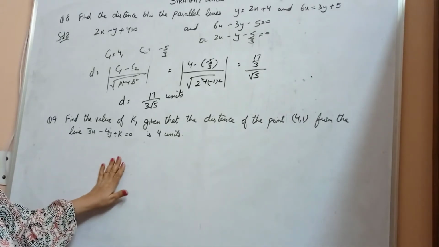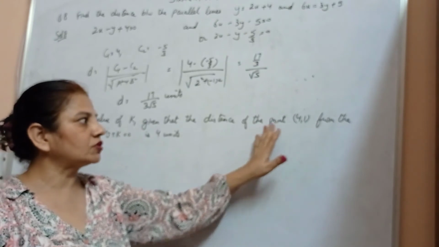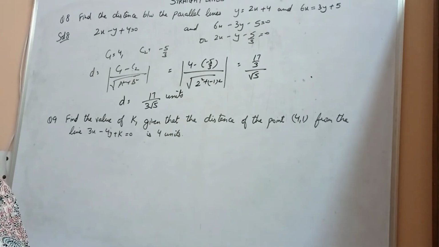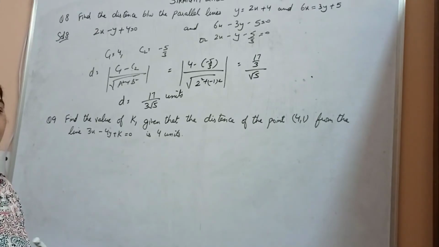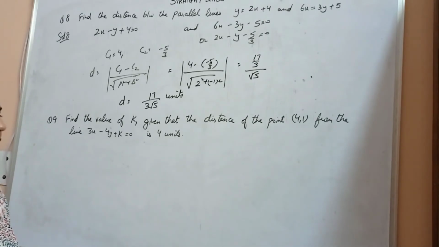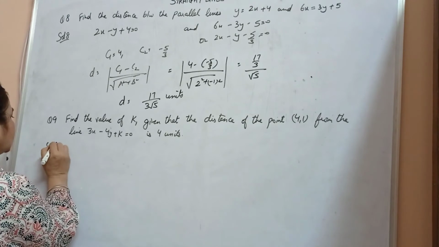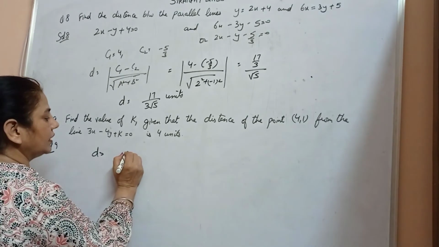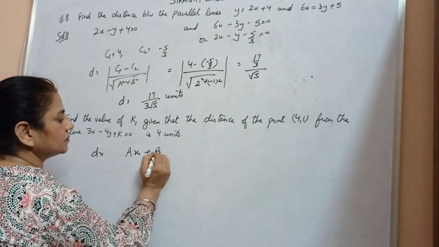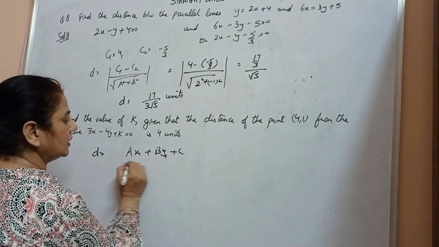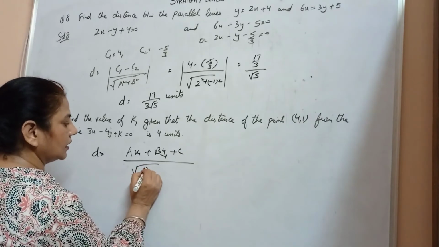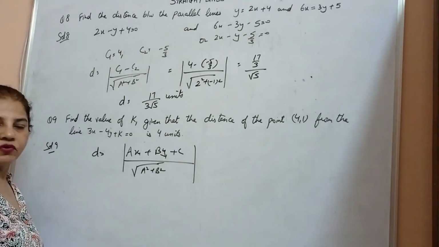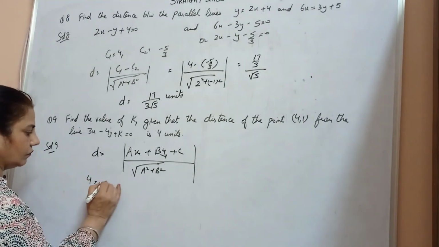Find the value of k given that the distance of the point 4, 1 from the line is 4 units. We have to find the value of k. The point is known to us and the line is known to us. So the distance is given as ax1 plus by1 plus c divided by under root of a square plus b square. The distance is given to us as 4 units, so we substitute the value 4.